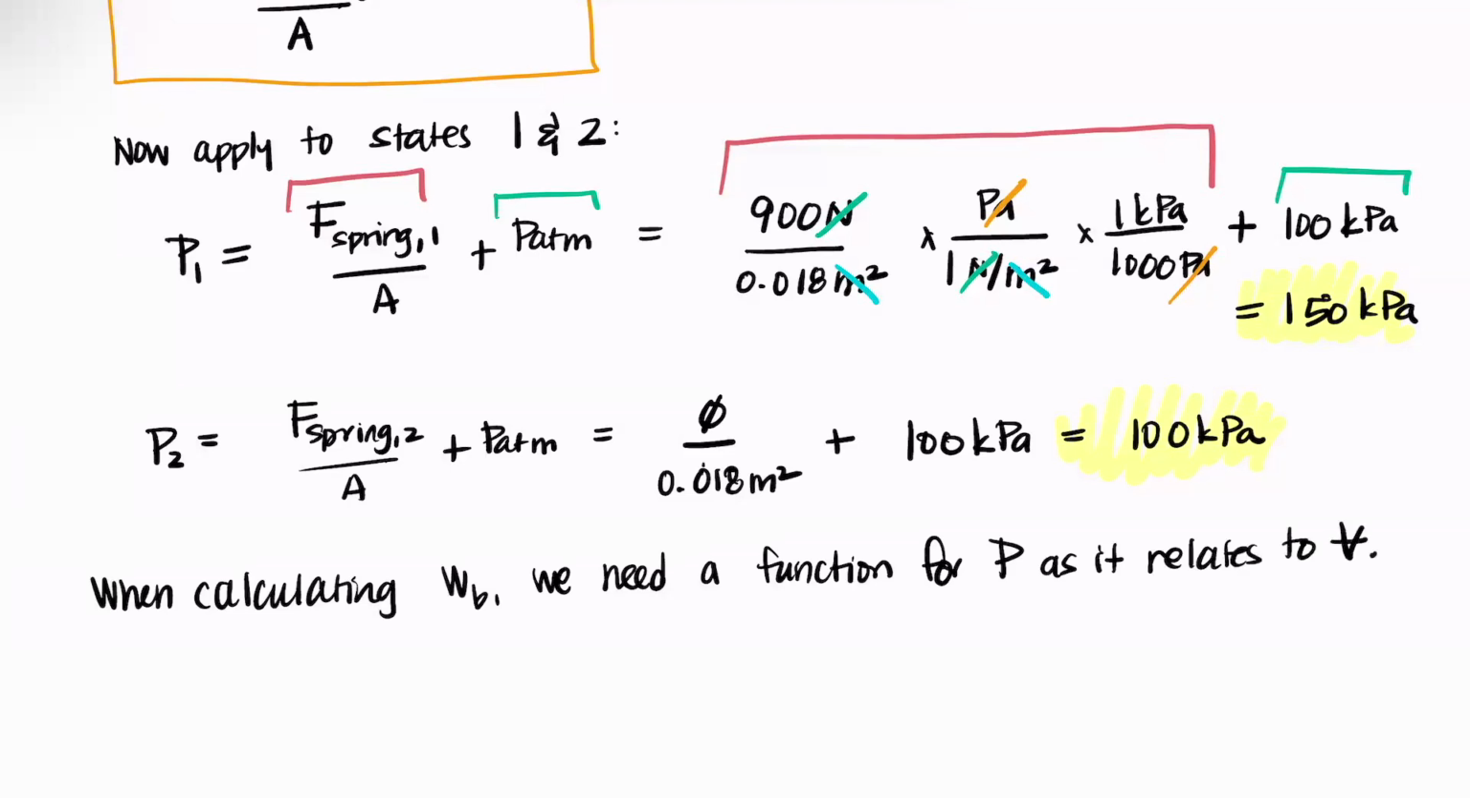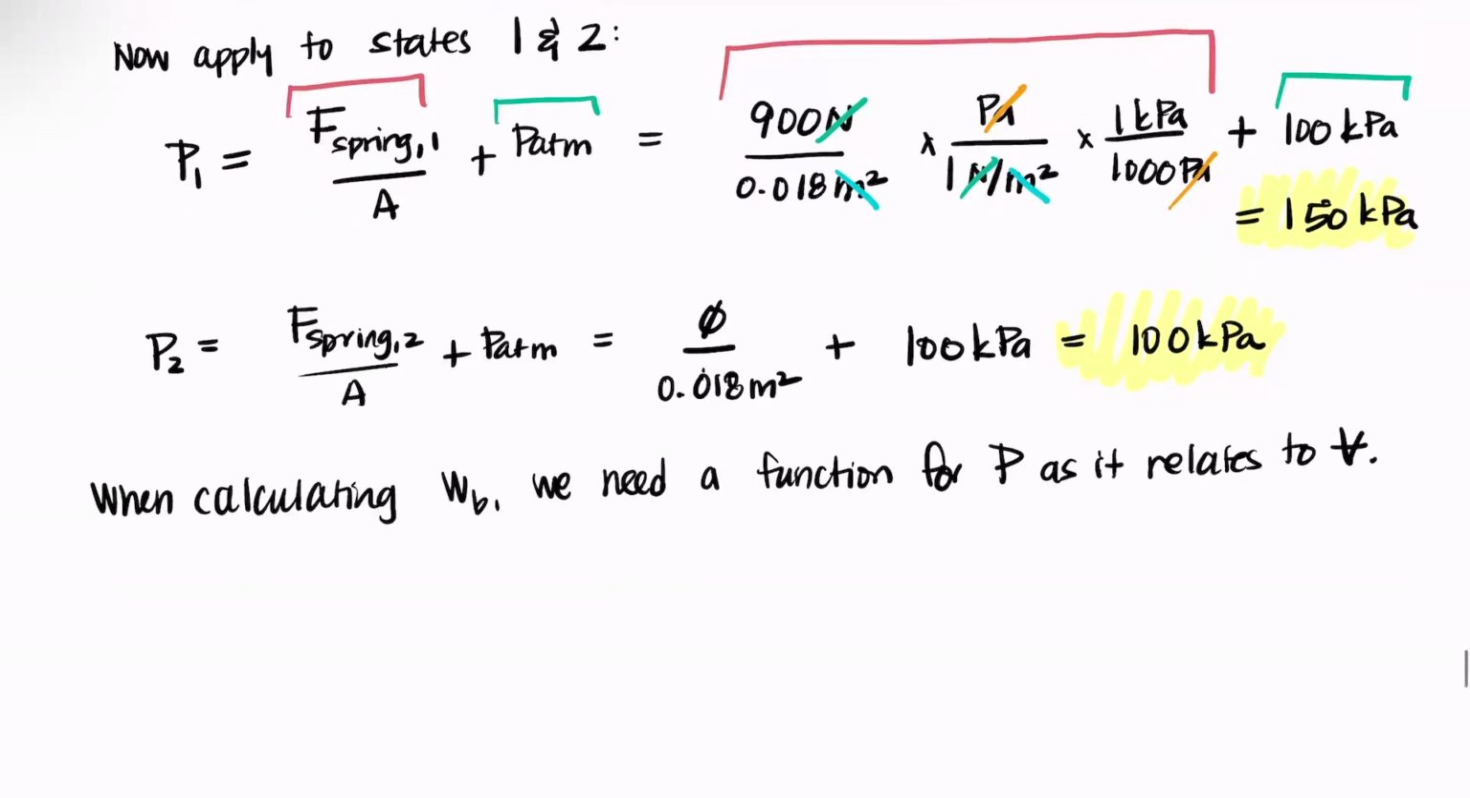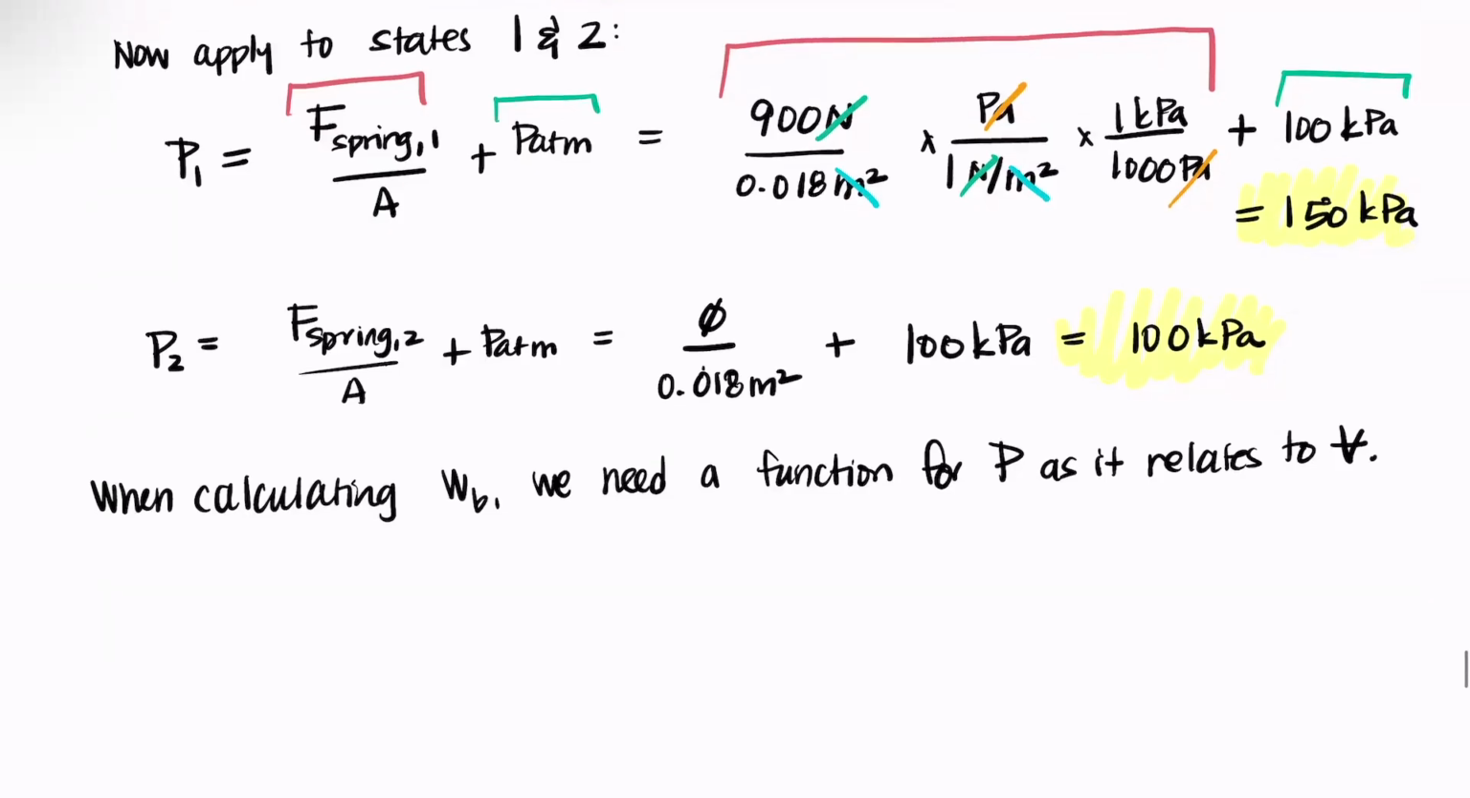So what we're essentially going to do is this similar process, but we're going to do it for just a general pressure between state 1 and state 2. So we want to keep the force of the spring in there and figure out how P changes as a function of volume. All right. Okay, so let's start with writing an equation for the force of the spring.